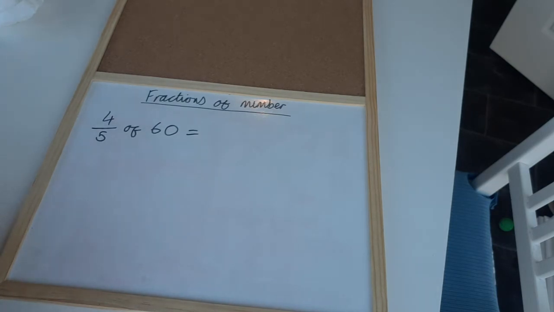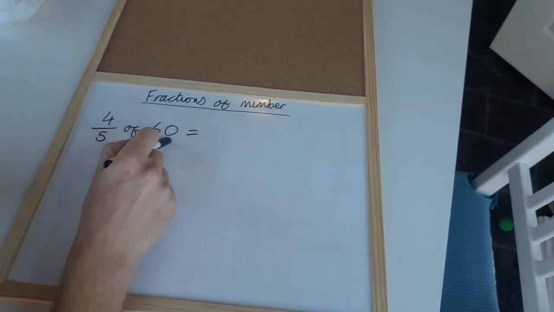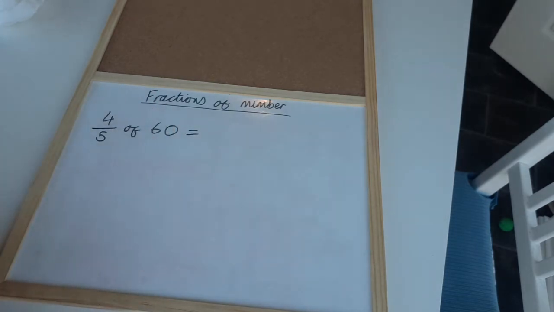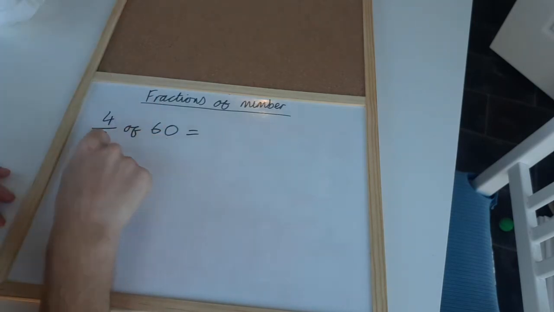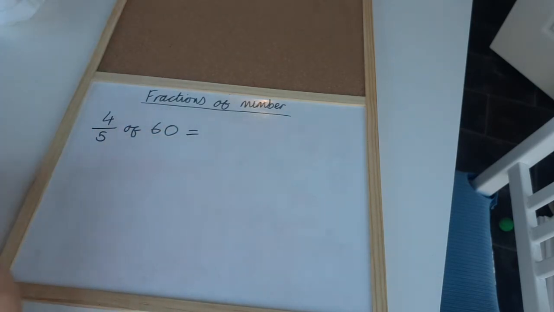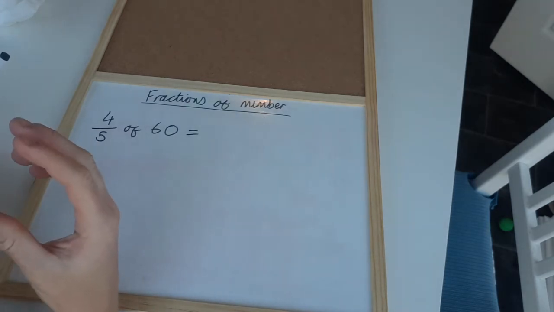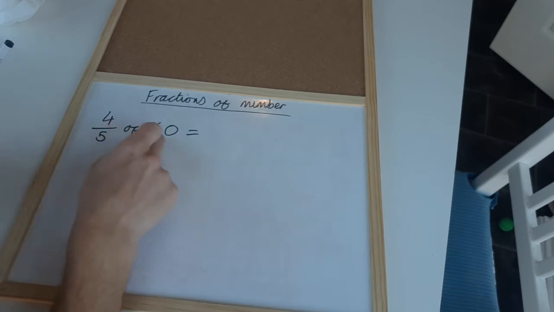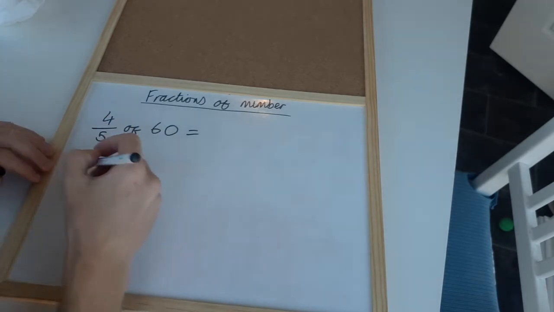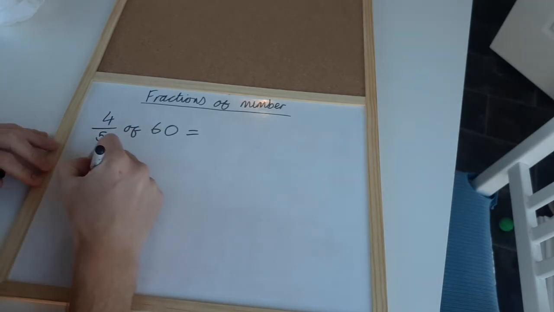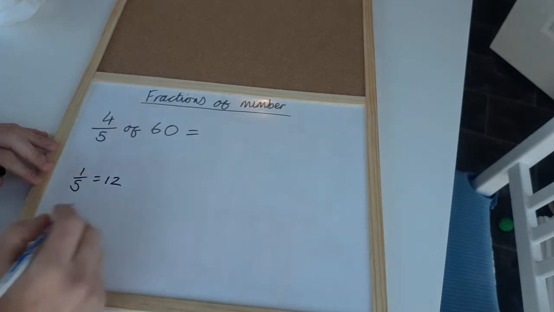So, let's have a think. The first thing we do is we take our whole, in this case 60, and we divide by 5, don't we? Now we don't need to do a written calculation for this. 60 divided by 5, using my tables knowledge and my division knowledge, what's that? That's right, 60 divided by 5 is 12. So I know that every fifth of my fraction is 12.